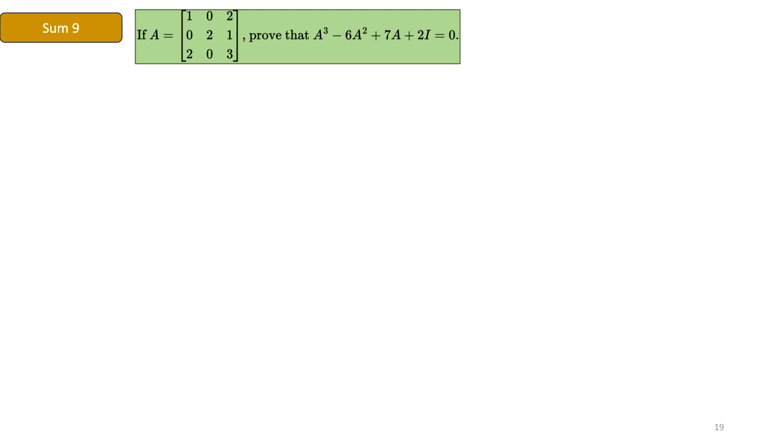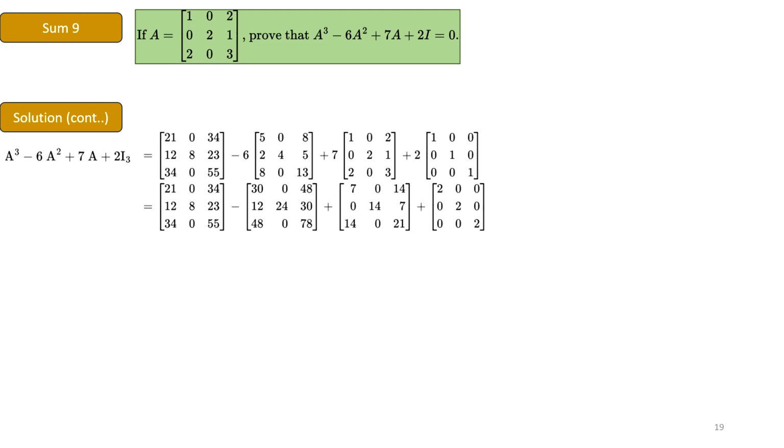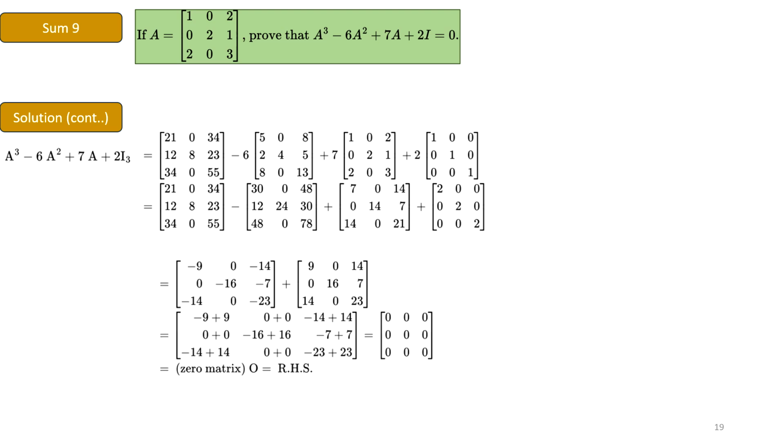Sum number 9. If A is a 3 by 3 matrix with values given in the problem statement, prove that A cube minus 6A square plus 7A plus 2I is equal to 0. Continuing the same problem from the previous slide, we now compute the LHS of the problem statement. Hence, we see LHS is a zero matrix, proved as required in the problem statement.